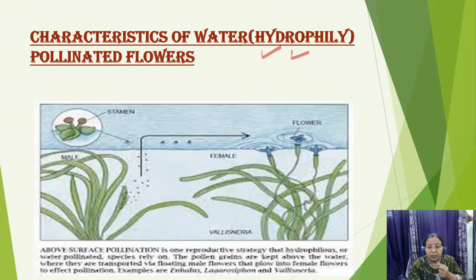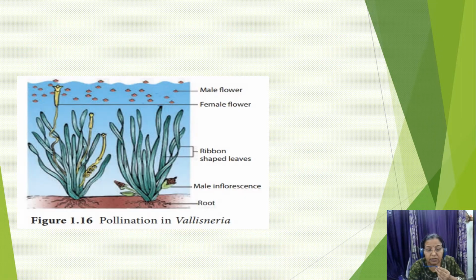Sometimes the pollen is in the form of a ribbon, so that it is caught by the stigma. And here you can see the female flowers are floating on the surface of the water, and the male flowers are also coming on the surface, and then there is fertilization at the surface of the water. So Vallisneria, the male and female flowers are floating on the surface of water. Here you can see. So this is pollination in Vallisneria.